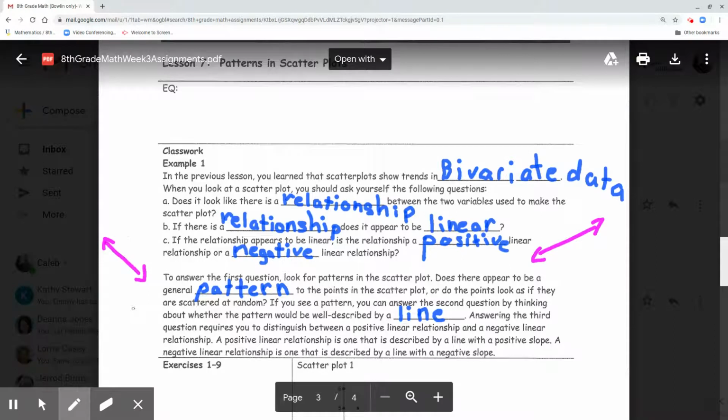If you see a pattern, you can answer the second question by thinking about whether the pattern would be well described as a line. So that's where we're looking for that linear relationship. Is everything trending in the same direction? And then when we answer the third question, we'll need to determine whether we think it's positive or negative. As I mentioned before, a positive linear relationship will look like a line with positive slope, and a negative linear relationship will look like a line with negative slope. Okay, I'm going to go ahead and take us down to our first question, exercise 1.